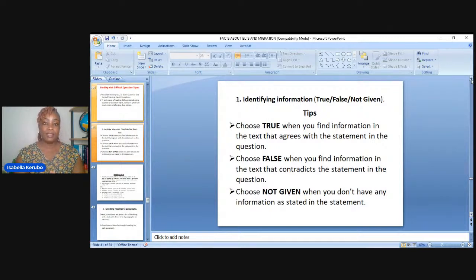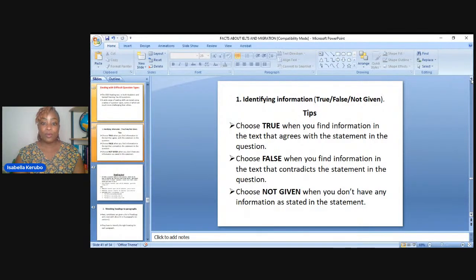Either you choose if it's true, false, or not given. This is one way you'll find that question framed, or it could be yes, no, or not given. So in either of these question formats, you are required to identify information.